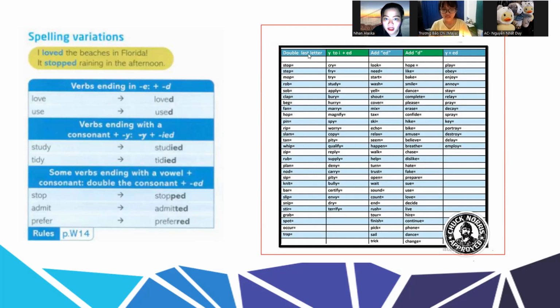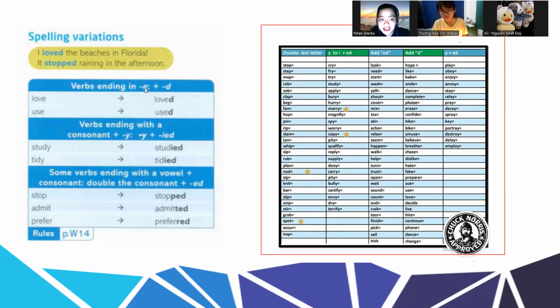For the double last letter, or rule number 3, I'll give you the words. The first one is nod. The second word is spot. Then change Y to I and add ed. I'll give you the words copy, and the next one is marry.